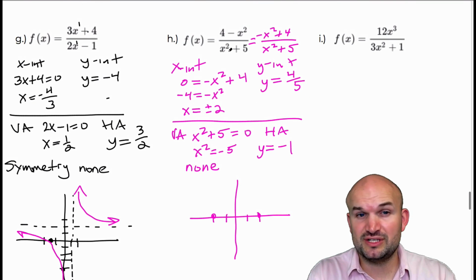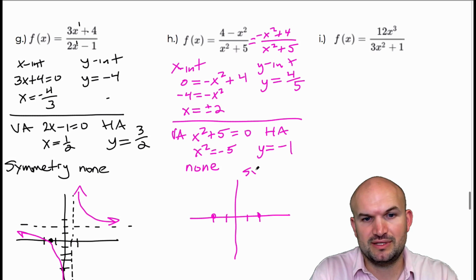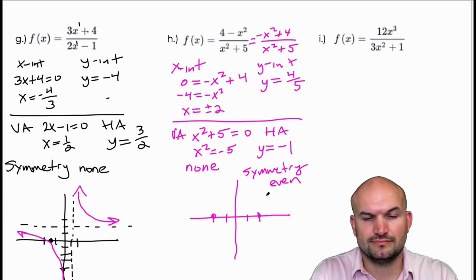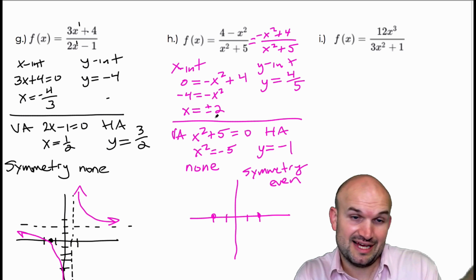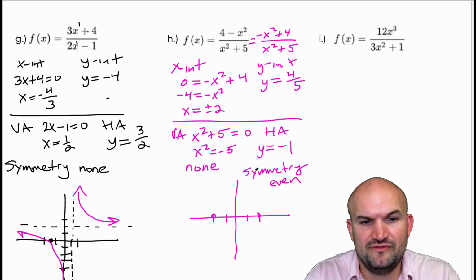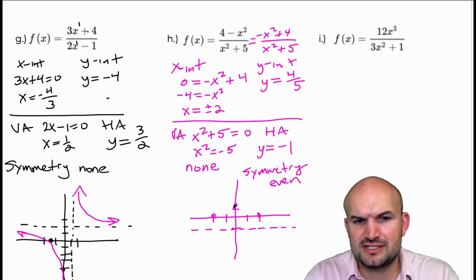Symmetry, I forgot to test symmetry. You can see here it's even, and then constant over constant, so this would be symmetrical. I forgot to mention that, so the symmetry here is even. You can also notice the x-intercepts are plus or minus, that helps, right? The y-intercept is at 4/5, so that's going to be up there, and we have a horizontal asymptote at negative 1. So it looks like it's going to be a nice little bell curve here.